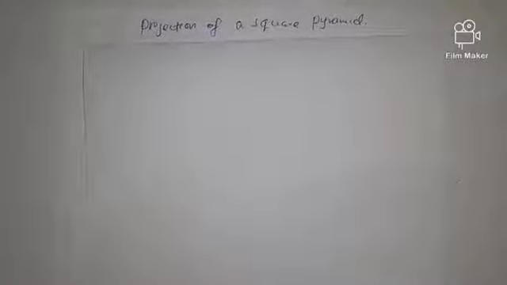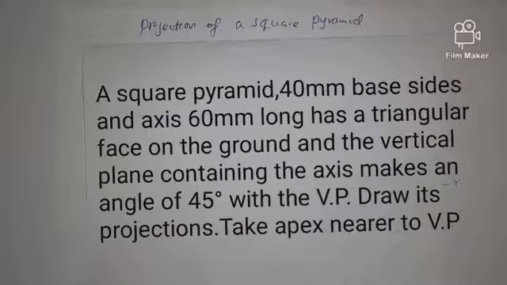We are going to look at a projection of a square pyramid. Now, the sample question is that a square pyramid with 40 millimeter base sides and an axis 60 millimeter long has a triangular face on the ground, and the vertical plane containing the axis makes an angle of 45 degrees with the VP, that is the vertical plane. Draw its projections, taking apex nearer to the vertical plane.